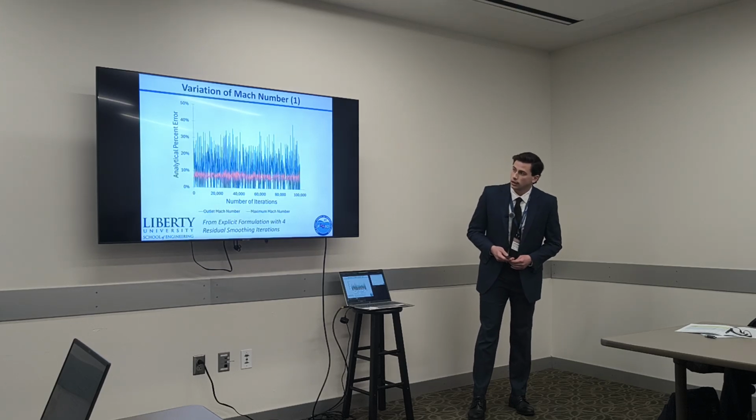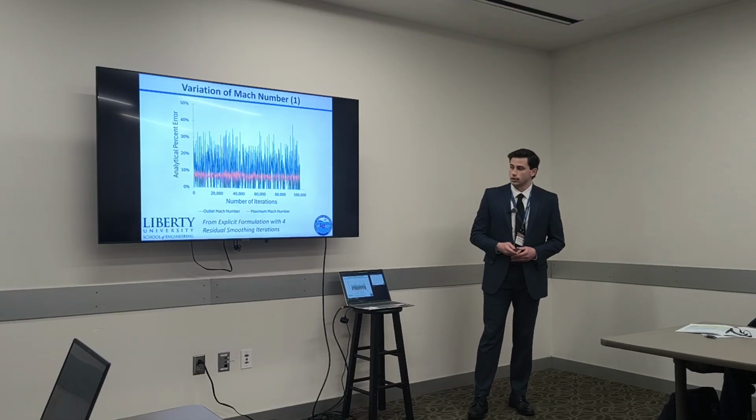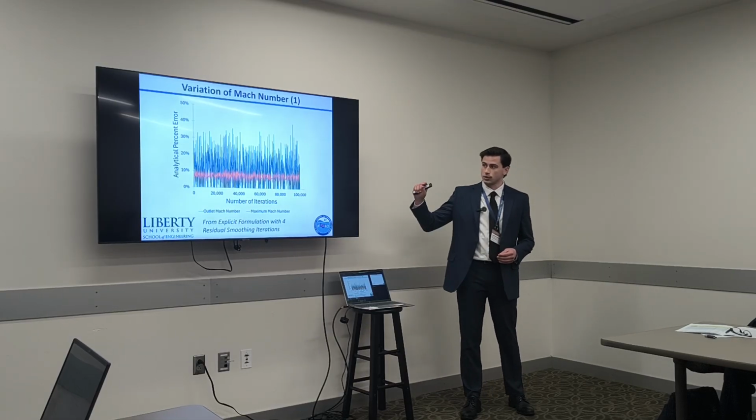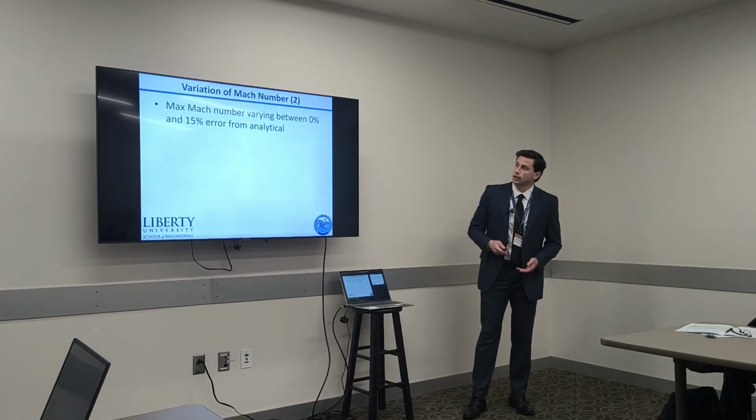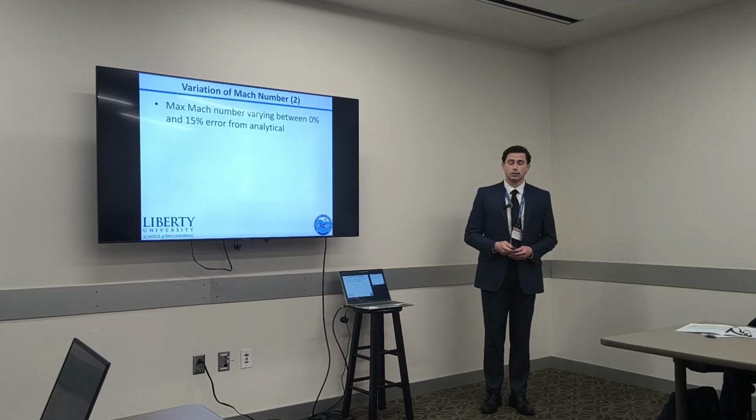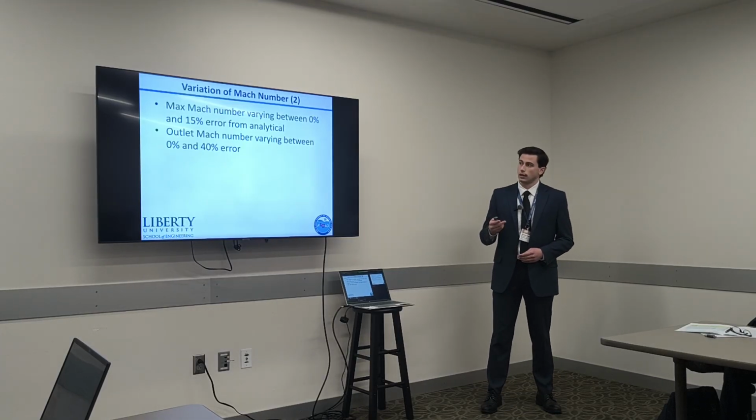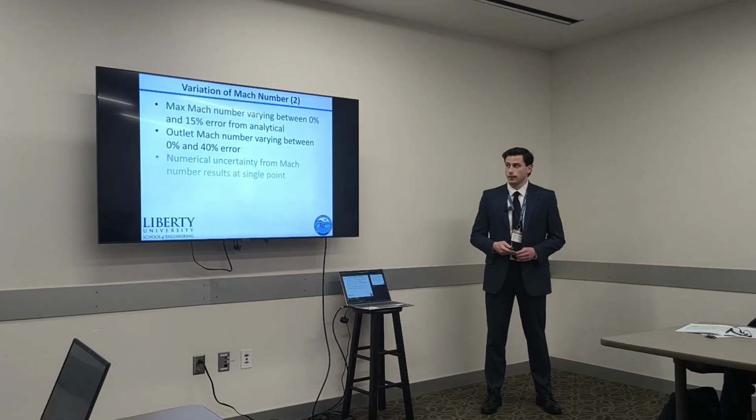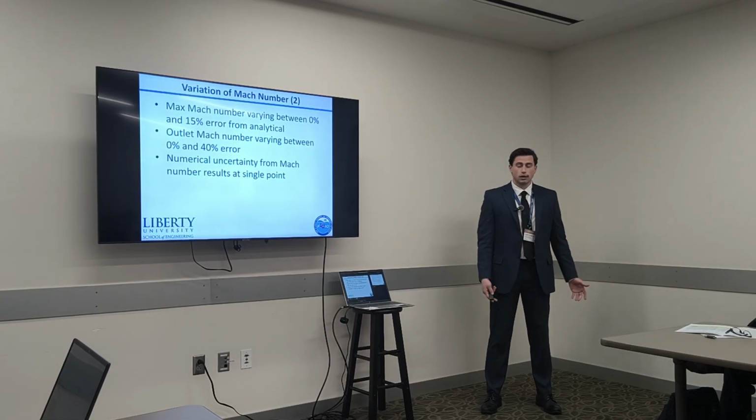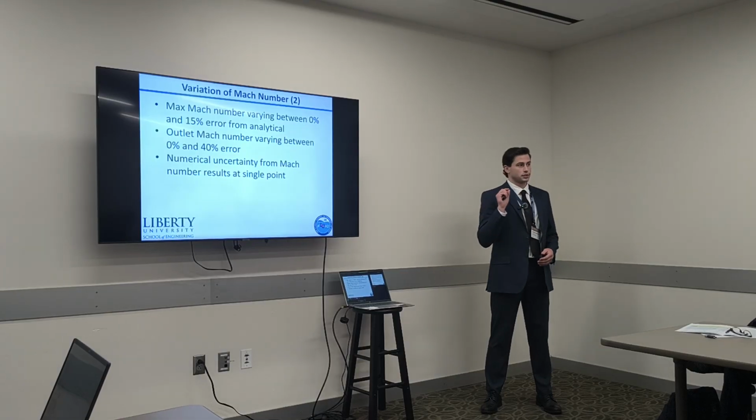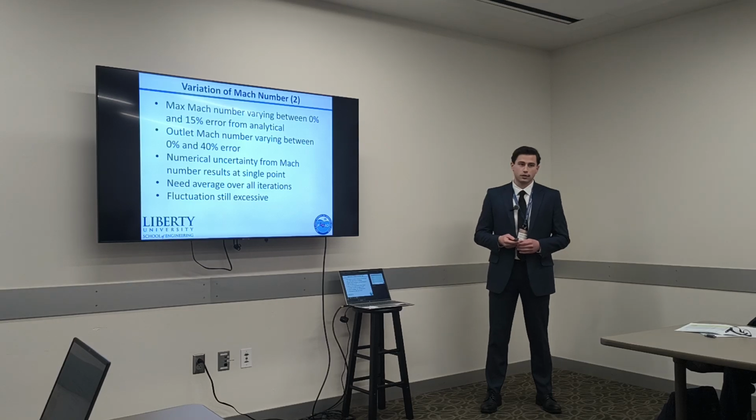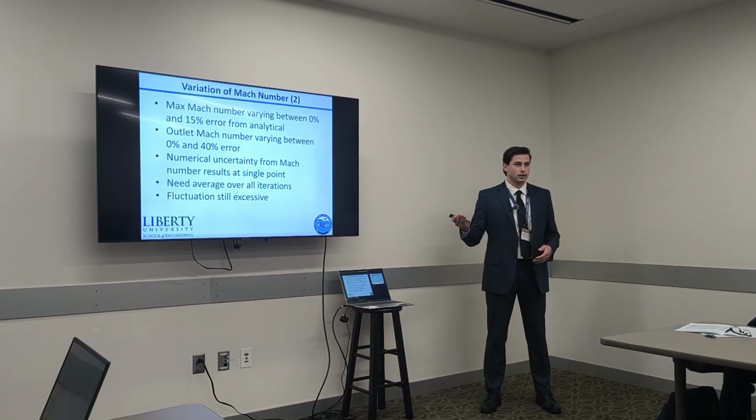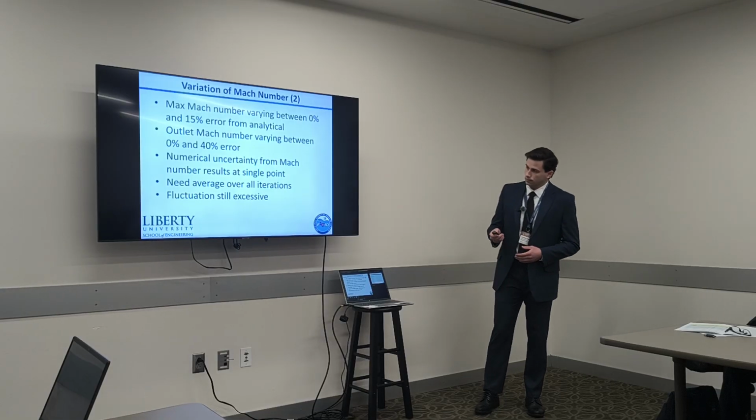If we look at the Mach number, there is much more variation seen here. This is again from that 4 residual smoothing iteration model. The outlet Mach number is in blue, varying all the way up to 40%, and then the maximum Mach number is in orange, 0 to 15% from the analytical, and like I said, outlet is 0 to 40. So again, numerical uncertainty arising from taking the Mach number results at a single point and not over an average. And this fluctuation, even if we were to take the average, is still very excessive, especially for the Mach number.